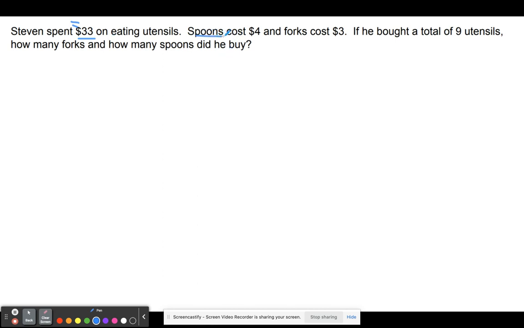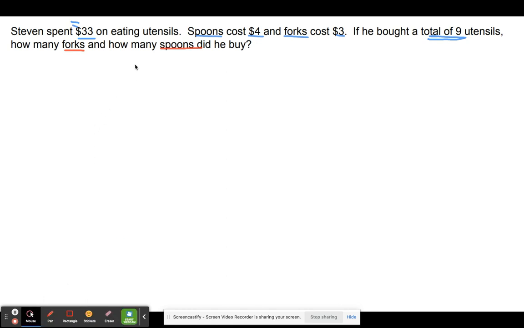Okay, the spoons cost $4, so that's probably one of the variables. Forks cost $3. There's another variable. If he bought a total, again, here's another total. So you're getting two totals this time of 9 utensils. How many forks? Okay, so here's the question we're looking for. How many forks and how many spoons did he buy?